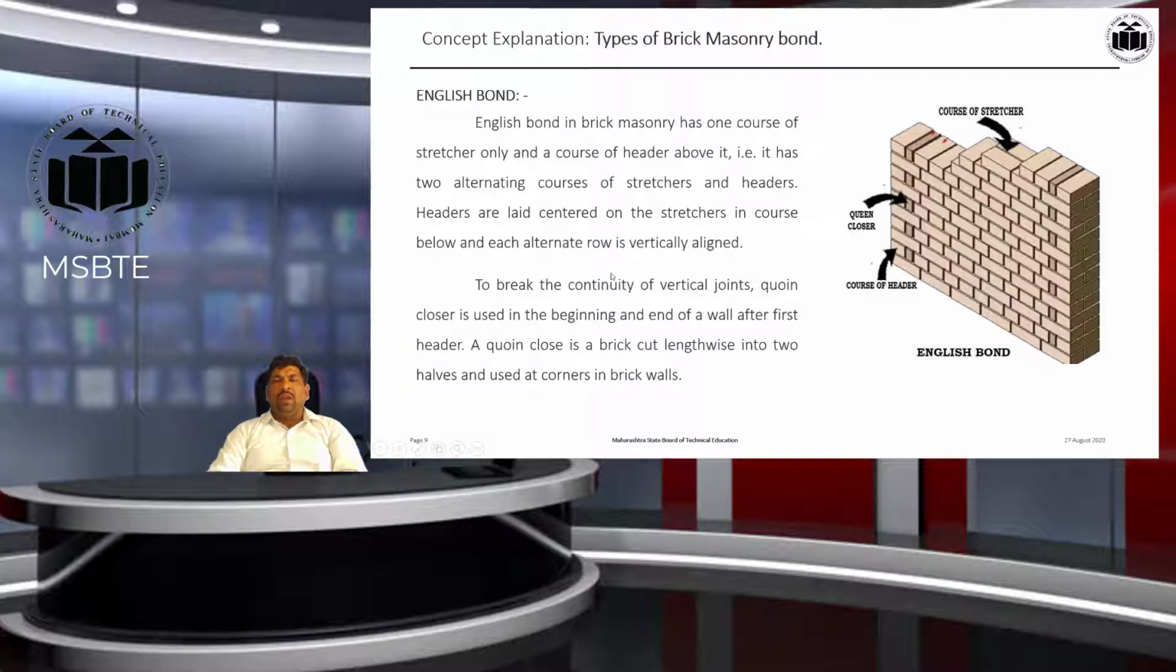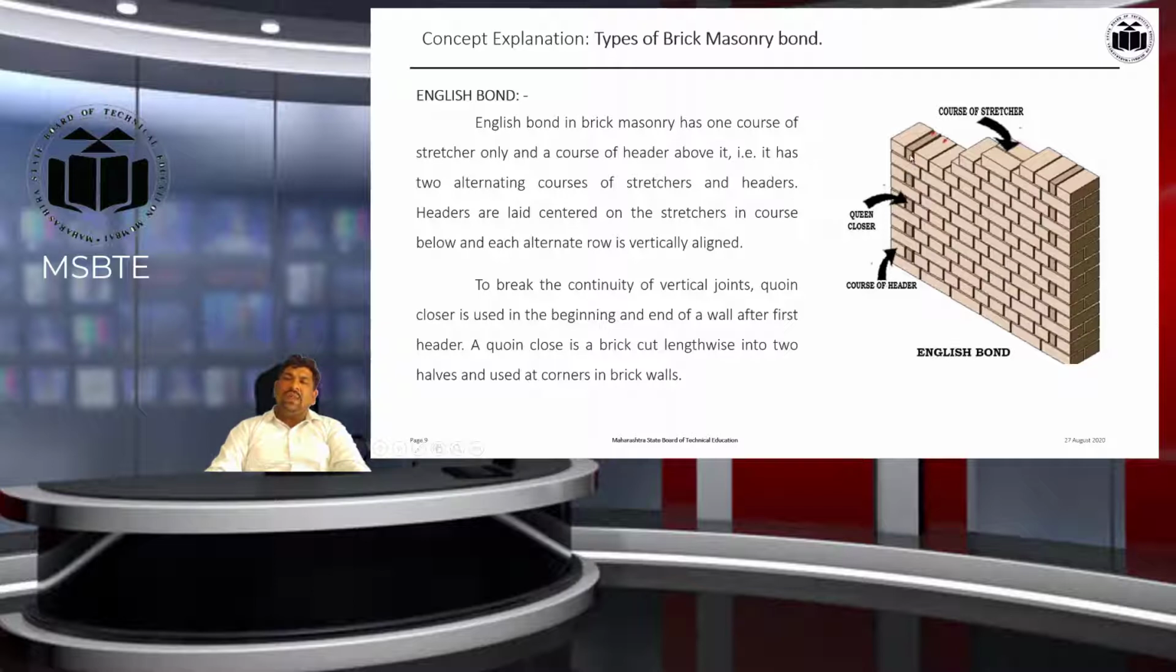Where masonry is constructed with alternate courses of stretchers and headers, this is an English bond. To break the continuity of the vertical joints, queen closer is used at the beginning and end of the wall after the first header. A queen closer is a brick cut lengthwise into two halves and used at corners in brick walls.